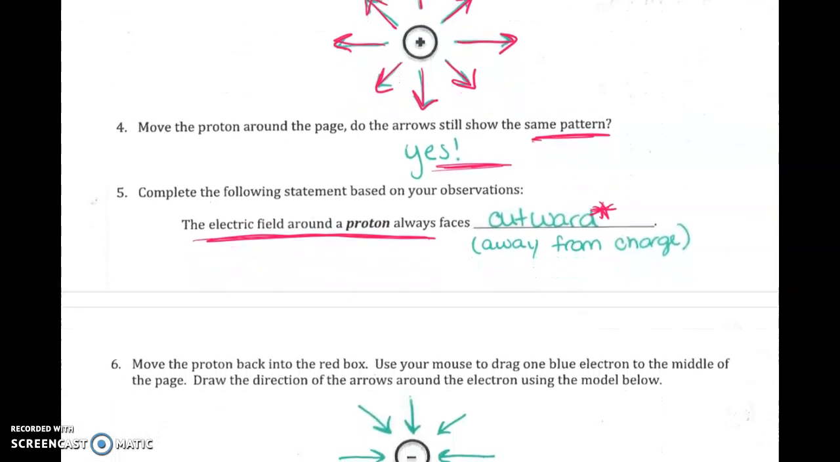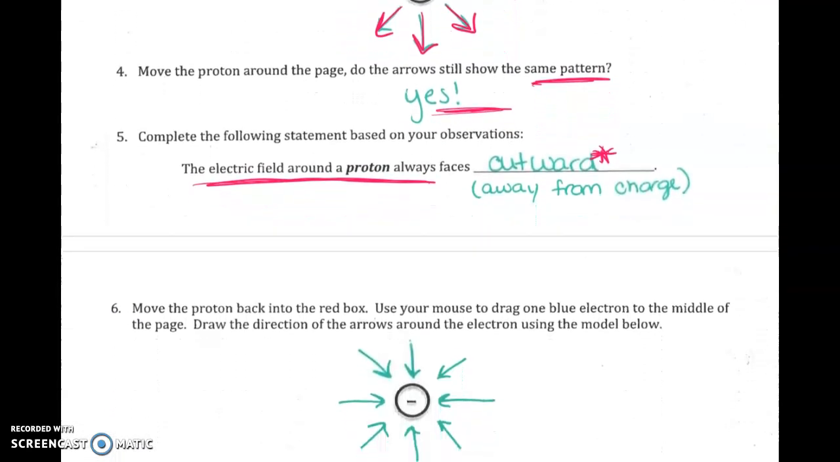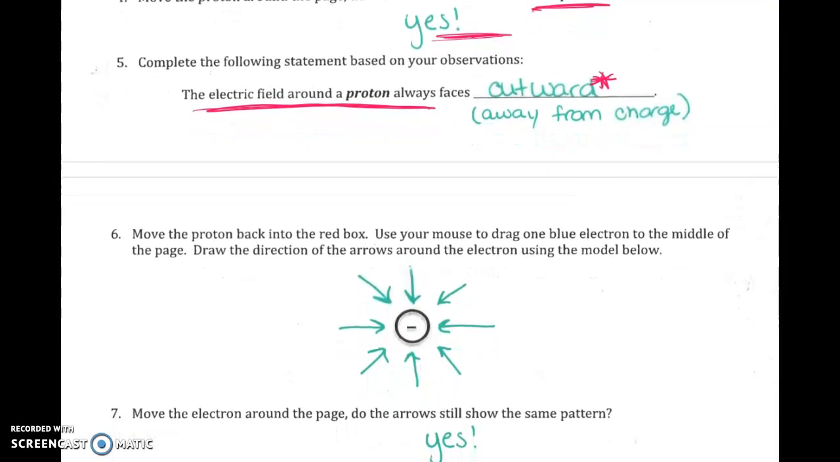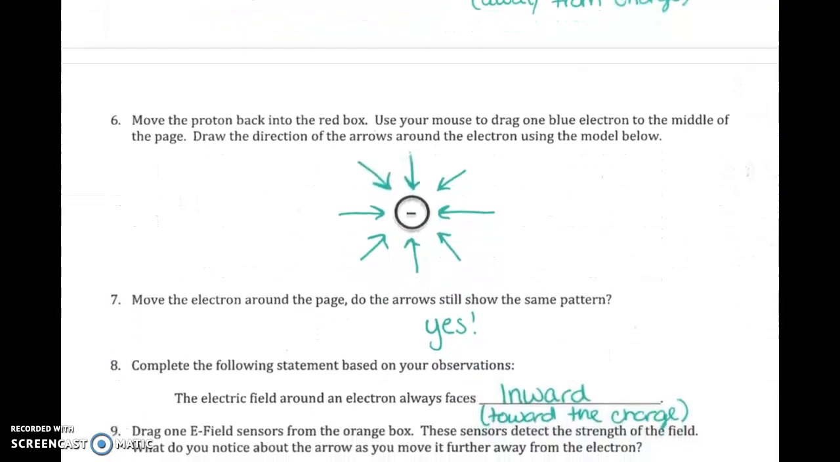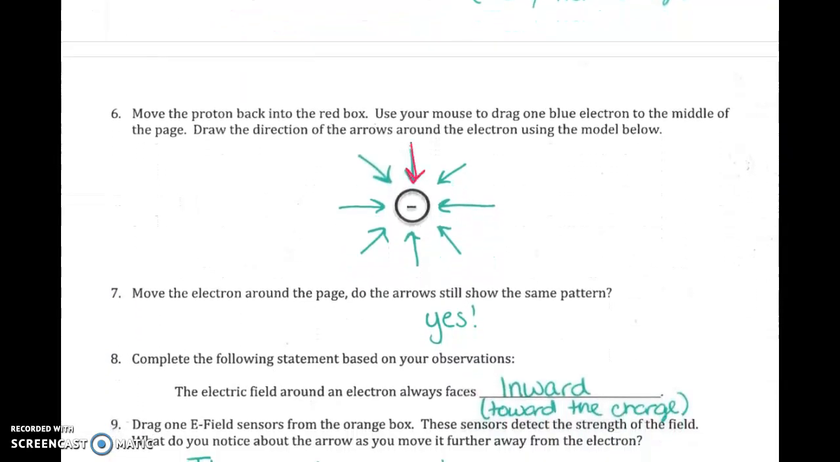Negative charges are a little bit different. They're actually the complete opposite because they're the opposite charge. Negative charges have an inward force. So if you were to look at negative charges and draw the force around it, for some reason, the negative charge always has an inward force.